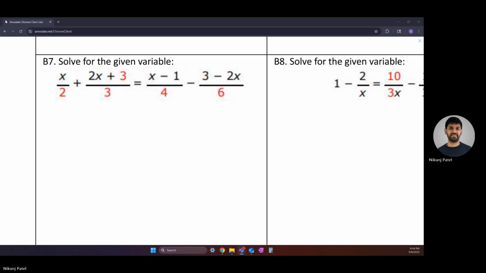B7 looks intimidating. It's got a lot of variables all over the place. Same idea though. We have various denominators here and we want to find a common denominator. So we need to think about a number that all four of these fractions can multiply to.